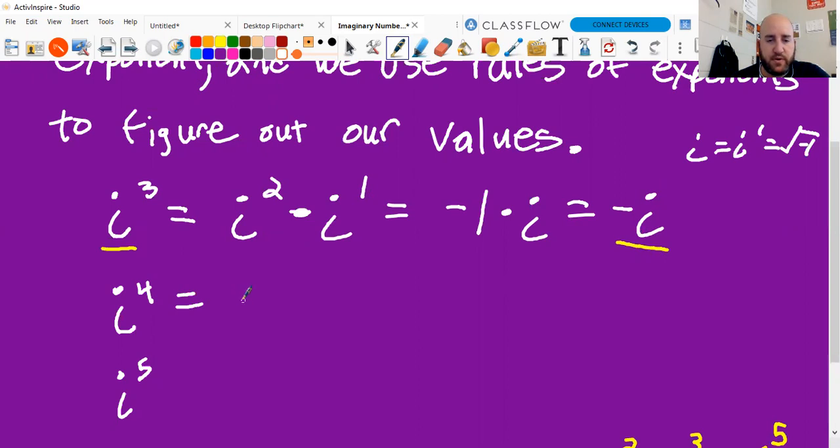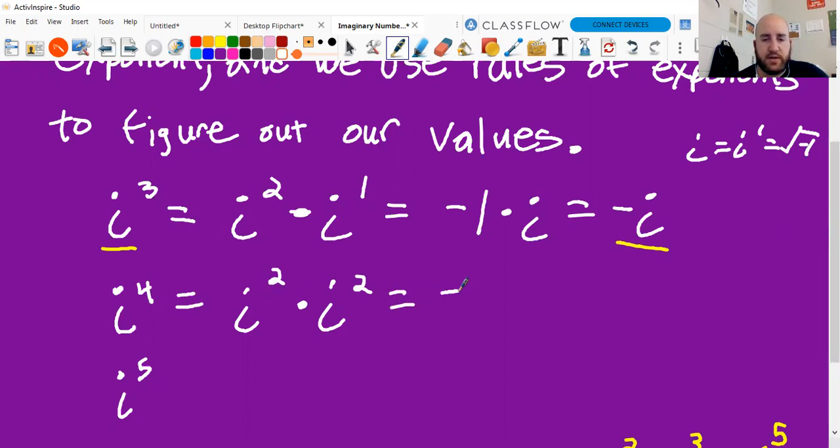For i to the 4th, I'm going to use i squared times i squared. I could use i cubed times i to the 1st, but I would have to do some extra math. I would eventually get back to the same answer. But I'm not asking y'all to prove it. I just need you to know i cubed is equal to -i. You don't have to prove it to me. This is just showing y'all why it's correct, but you don't have to memorize this proof.